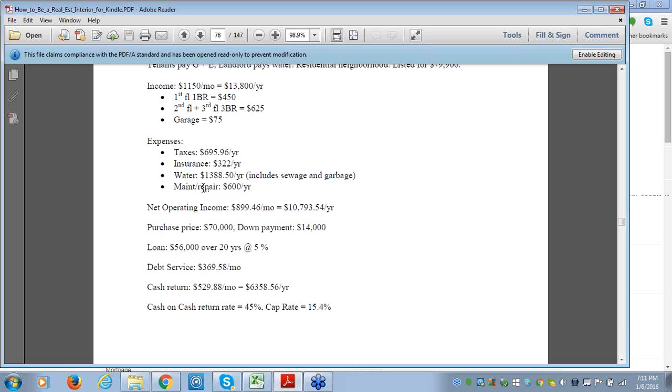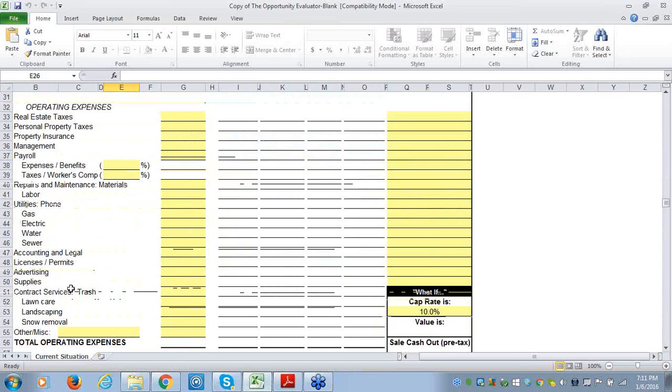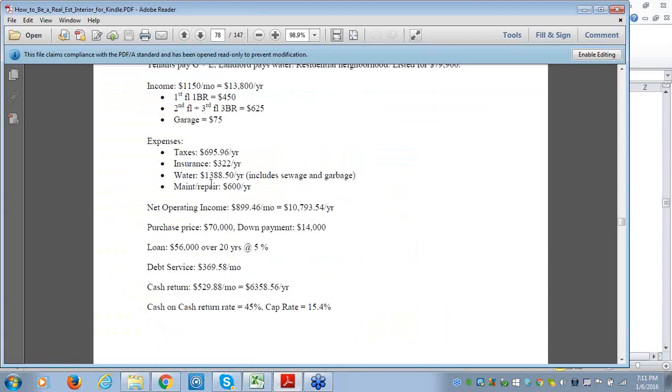Now this is a broad category. If we look at what's called the opportunity evaluator here in a second, that's what this is. You can see there's a lot of possible expenses, okay? But back here, we're going to just keep it real simple. So expenses, we're going to say, are averaging $600 per year or $50 per month.